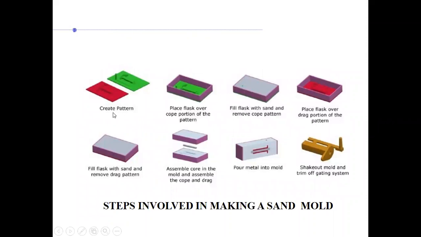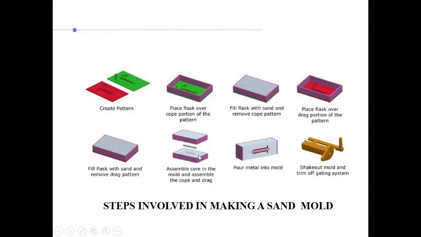You see here, creating of the pattern, placing a flask over the cope portion of the pattern. You see this flask, filling the flask with sand and removing the cope pattern, right? Now place flask over drag portion of the pattern, fill it with sand, and then remove the drag pattern, right? So all you have is a cavity there, as you can see. Now assemble the core in the mold, right? That cavity will try to assemble the core, as you can see there. Then assemble the cope and drag, right? Now pour metal into that mold cavity.